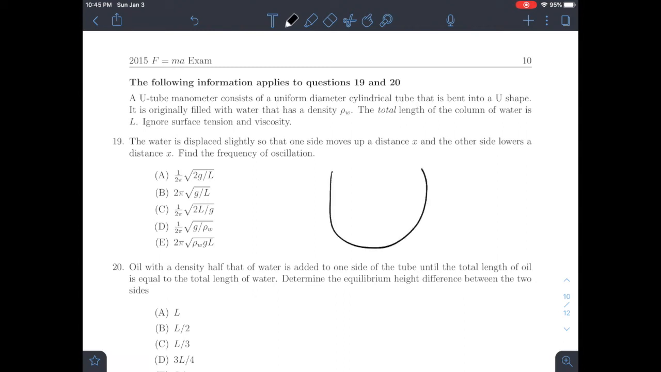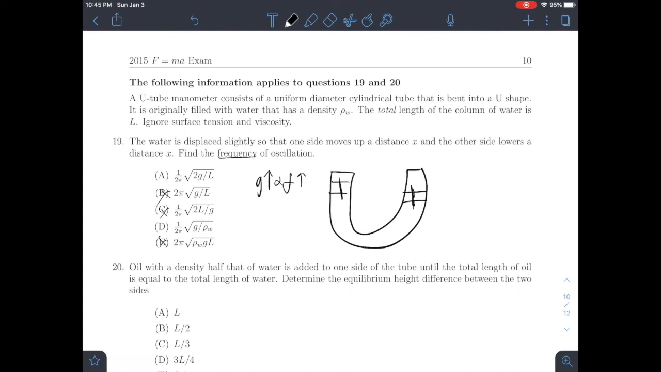So let's first draw a little diagram. Imagine there's water in this U-shaped tank, and it has a little displacement which causes a little oscillation back and forth. Then we know the question asks for frequency, so the constant in front of it has to be 1 over 2 pi, which means we don't need to consider B and D anymore.